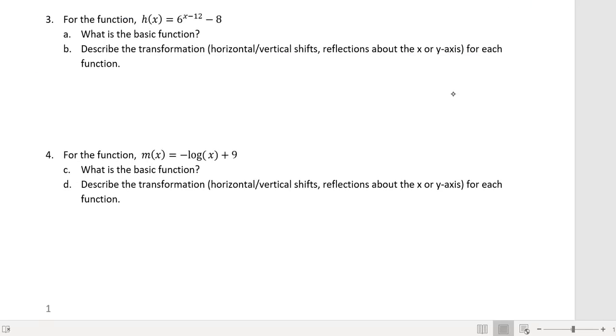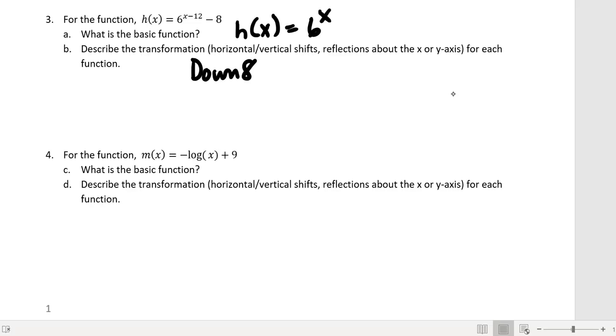For this next function, I want you to describe the basic function. And all I'm saying here is you just want to have it without any of the transformations. So h of x is equal to 6 to the x. That's the basic function. But if we transformed it, if you have the function plus a number, that means we're going to go up c. And if you have a number and it's minus that number, you're going to go down. So in our case, we're going to be going down 8.